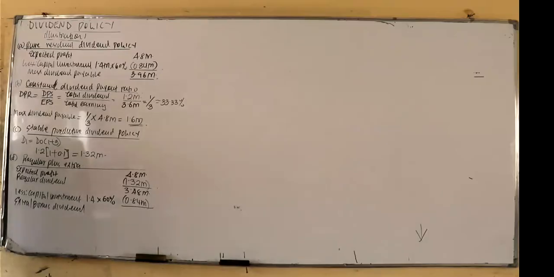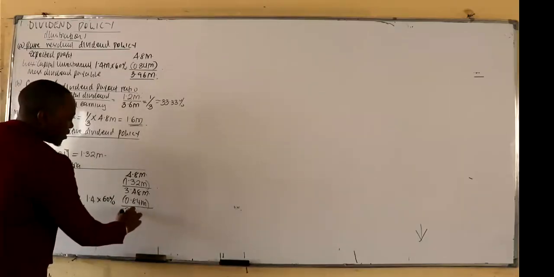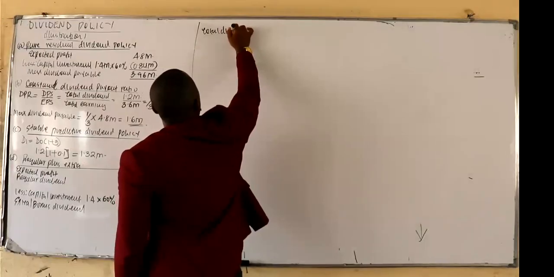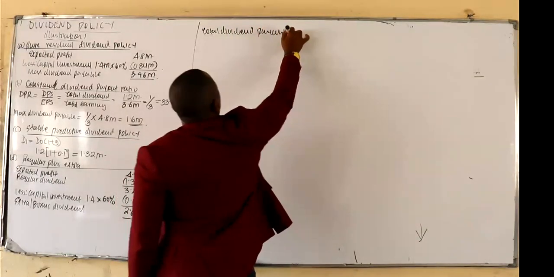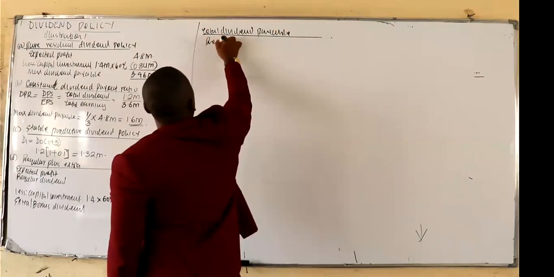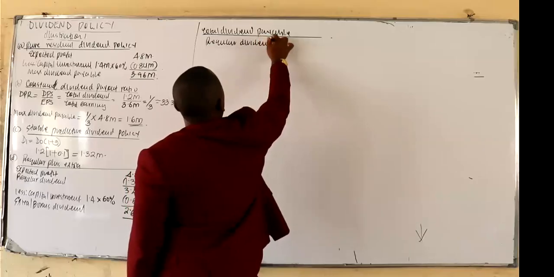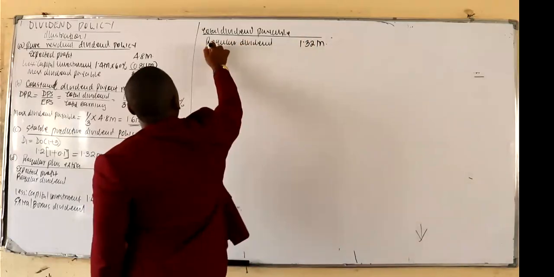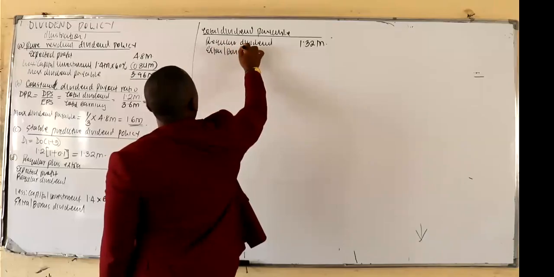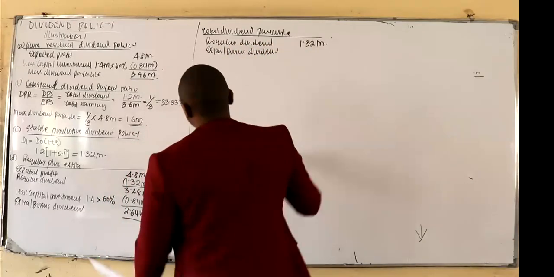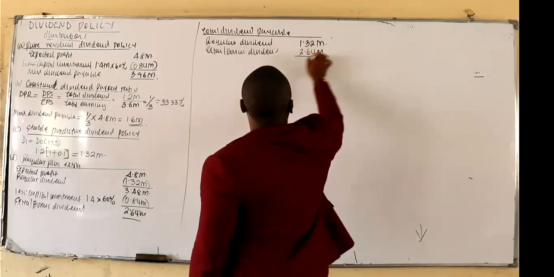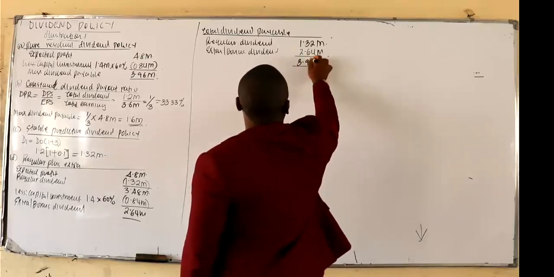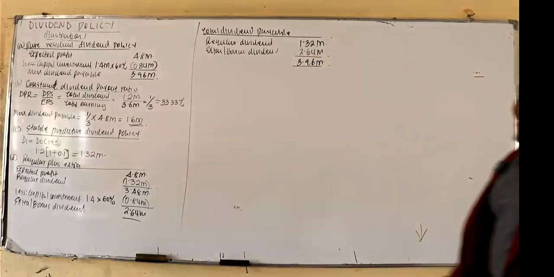which will be an amount of, sorry, 2.64 million. So therefore, total dividend payable. Number 1, they received the regular dividend. The regular dividend was 1.32 million. And then they have received extra or the bonus dividend. And the bonus dividend is 2.64 million. And in that case, you get an amount of 3.96 million. As simple as that.